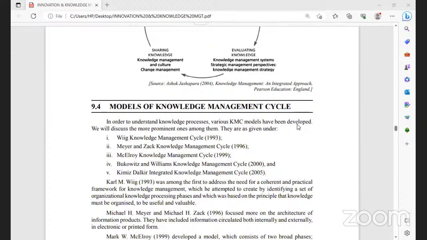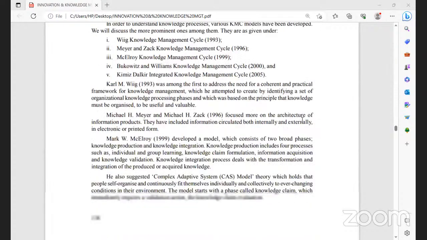And the next one is models of the knowledge management cycle. First one is Wiig's knowledge management cycle. Wiig was among the first to address the need for a coherent and practical framework of knowledge management, which he attempted to create by identifying a set of organizational knowledge practicing and processing phases, based on the principle that knowledge must be organized to be useful and valuable. Whatever the content explained by Wiig has the outcome relating to usefulness and valuableness.